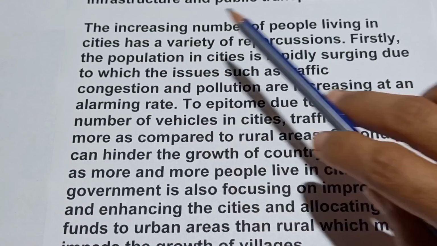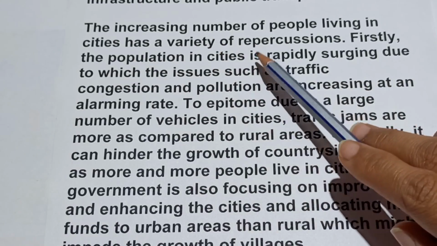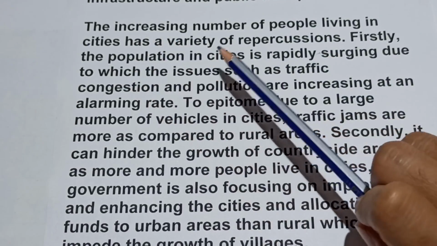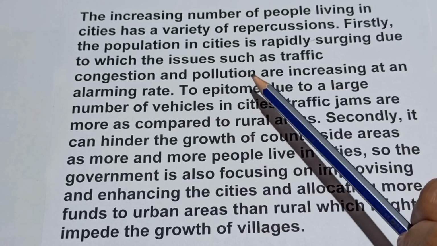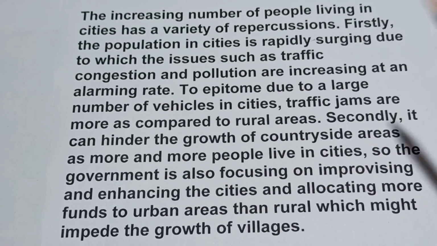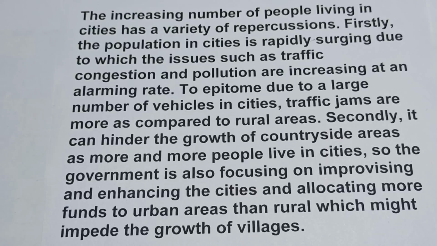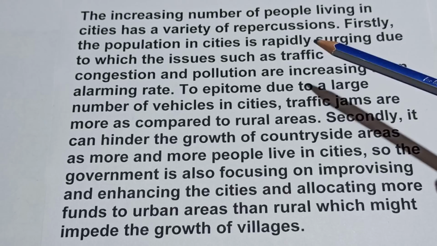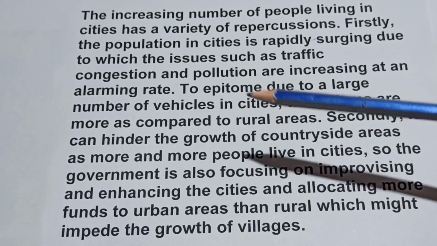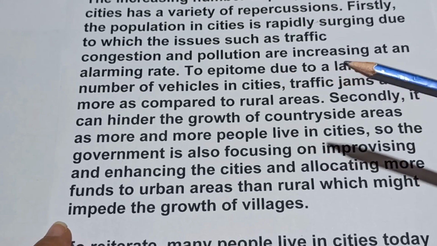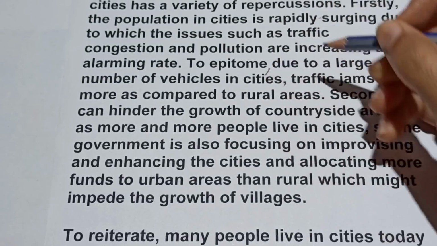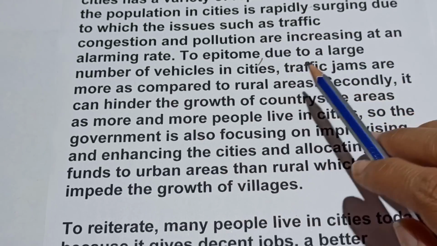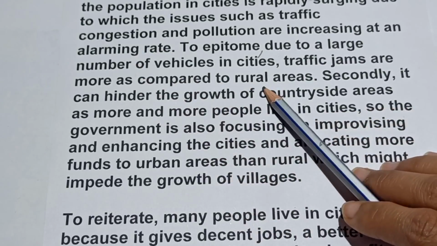The increasing number of people living in cities has a variety of repercussions. Firstly, the population in cities is rapidly surging, due to which the issues such as traffic congestion and pollution are increasing at an alarming rate. So because in the cities the population is increasing or surging highly, due to this issue traffic jams will be there and pollution will also increase. To epitome, means for instance or to illustrate, due to a large number of vehicles in cities, traffic jams are more as compared to rural areas.